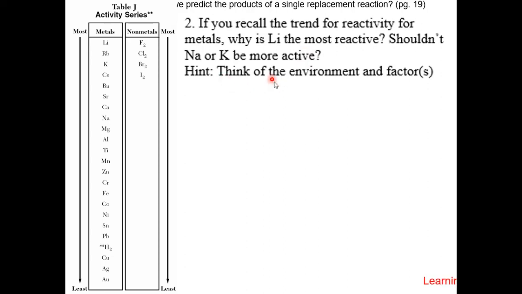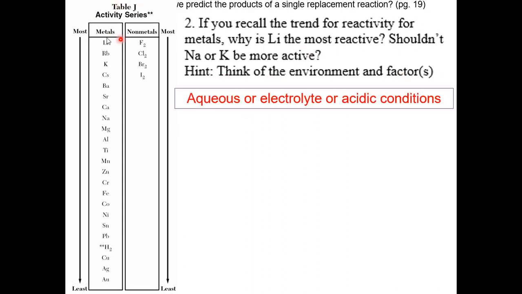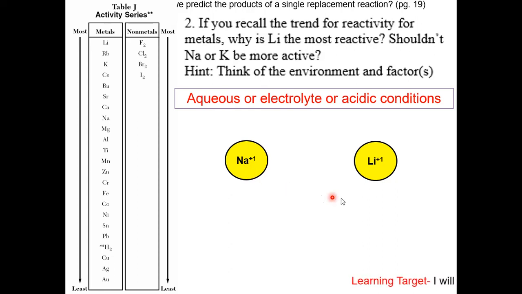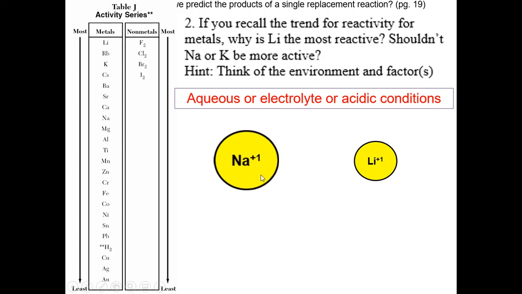So the hint is think of the environment and factors. Table J, the activity series, is based on aqueous, electrolyte, or acidic conditions. So this is going to play a role in the activity of the metals. If you recall, metals lose electrons, so they become a positive ion. To compare lithium and sodium, they're both positive 1, but sodium is a bigger ion than lithium, because the sodium ion has one extra shell.